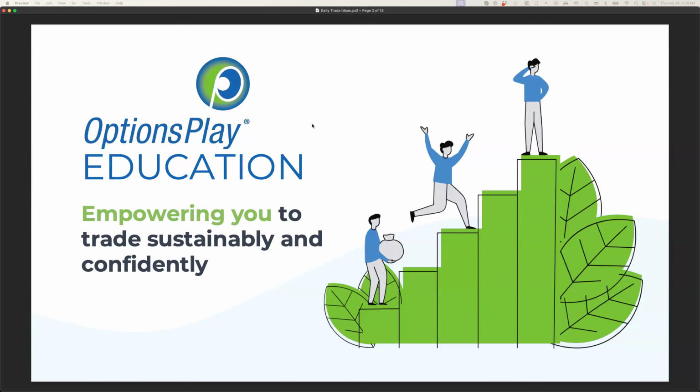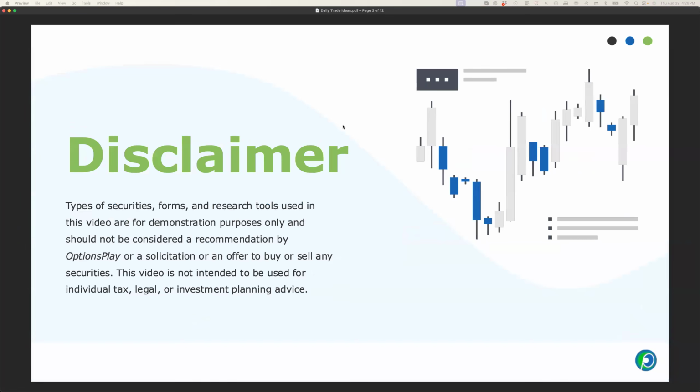in their portfolios, and our goal is to make sure that you have a well-rounded education across technical analysis, across option strategies to help you implement these strategies in your portfolio so that you can grow it sustainably in the long run. Now, what we are going to discuss here today is purely for education and demonstration purposes.